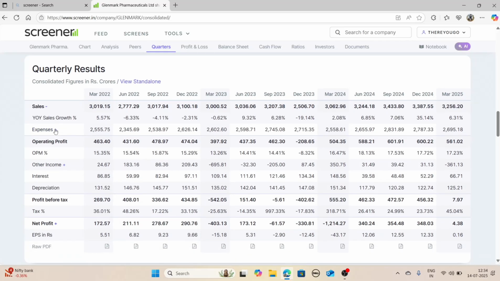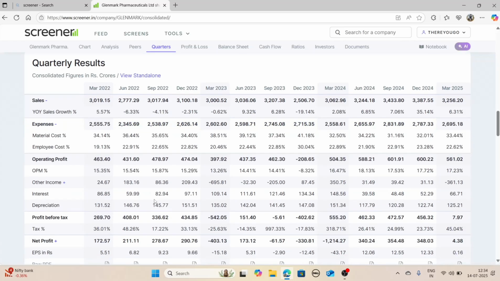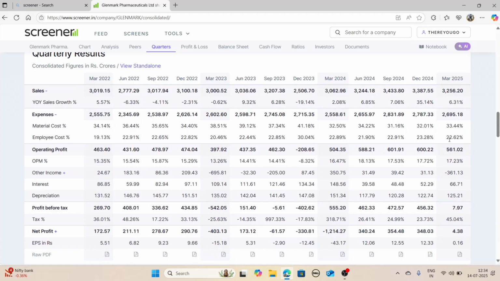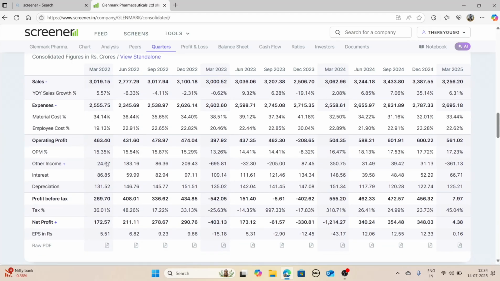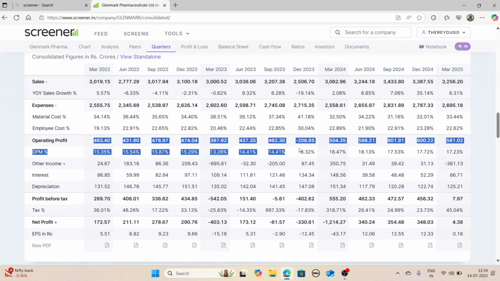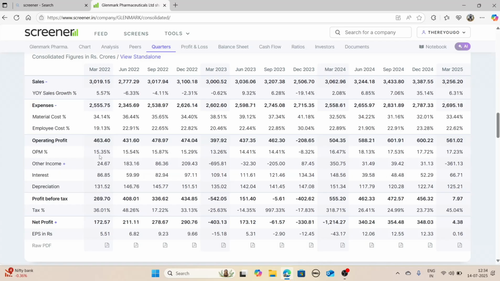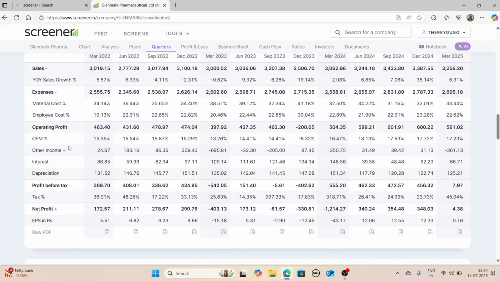Okay, expenses, let's see if they have improved their efficiency or not. Looks like it is fluctuating, but at the end it is stagnant. There is no change here also. And employee cost looks like it is increasing over the years. Operating profit, looks like they have improved their operating profit margin from 15% to 17%.